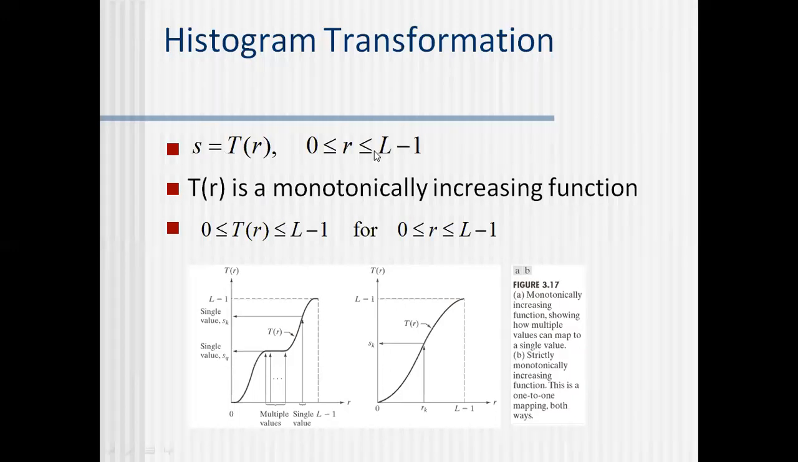In this, the total number of gray levels are 0 to L minus 1. The input varies between 0 to L minus 1. So R is equal to 0 and R is equal to L minus 1, or it may be in between these two.